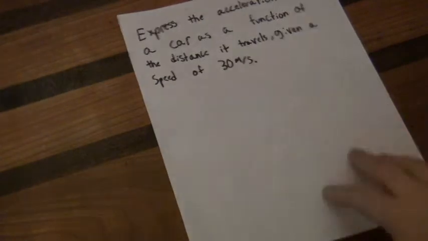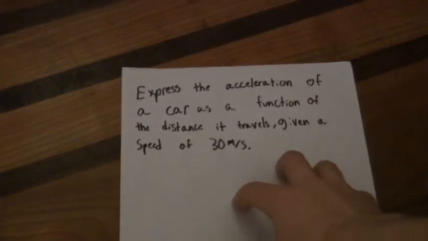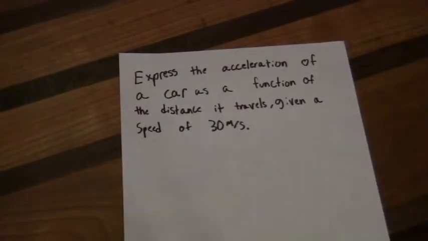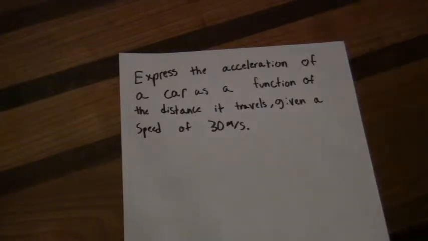So what's a way you could use something you learn in pre-calculus in another class, for instance physics? I'm glad you asked, because check out this scary looking thing. Express the acceleration of a car as a function of the distance it travels given a speed of 30 meters per second. Now, that may look really intimidating when you first read it. In fact, it probably makes you want to run away. That's what I would do.